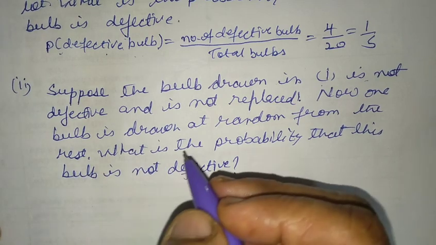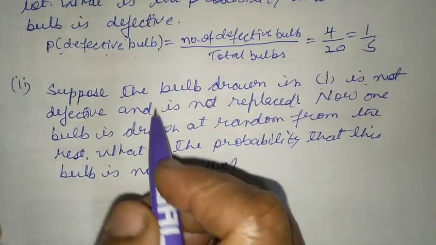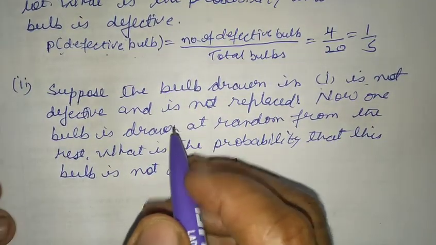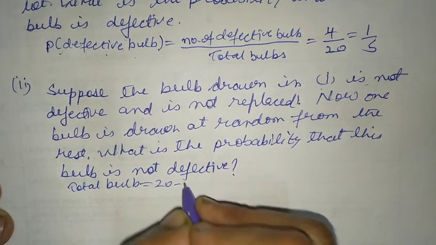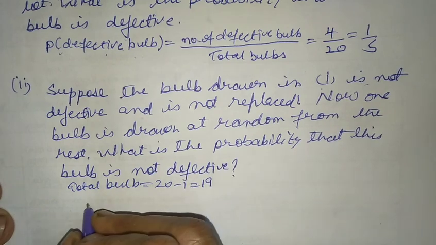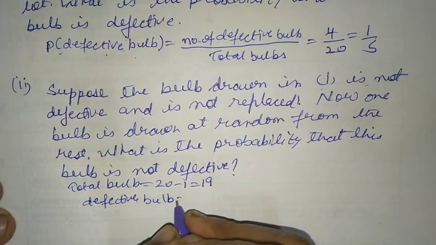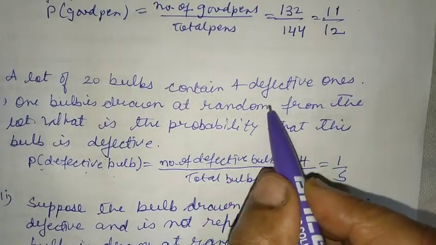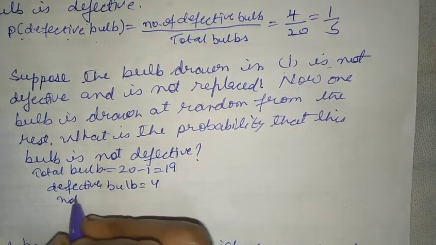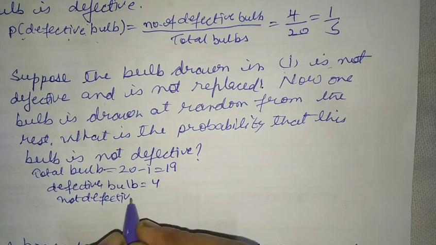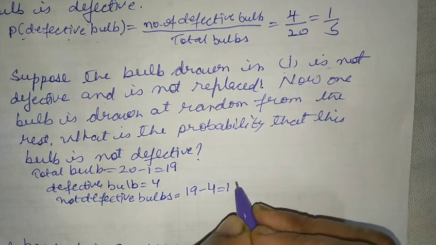Now let us see, first of all we had 20 bulbs and we have taken out one bulb in part 1 and we haven't replaced it. So now the total bulbs we have will be 20 minus 1, that is 19. The bulb we took out was not defective, so defective bulbs still remain 4. We have 4 defective bulbs here. So not defective bulbs will be 19 minus 4, that is 15 here.